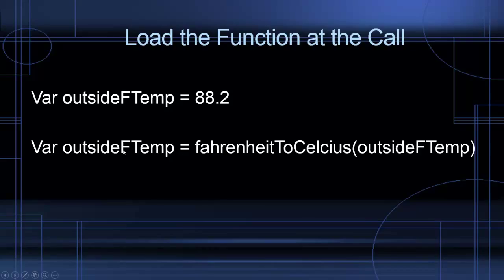So I copied this wrong. This should be outside C temperature. So if I did variable outside C temperature, it would take the Fahrenheit, pop it in here, and then the function would be called, and then it would turn it into Celsius. So that's the outside Celsius temperature. That was just my mistake. This should say outside C temp.